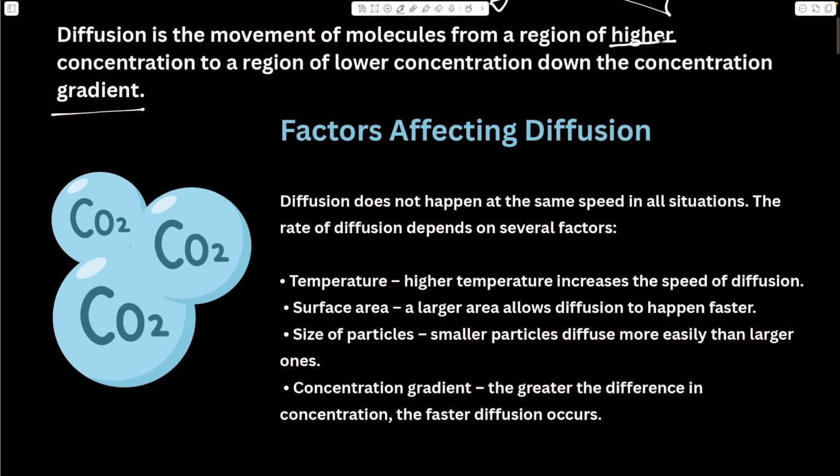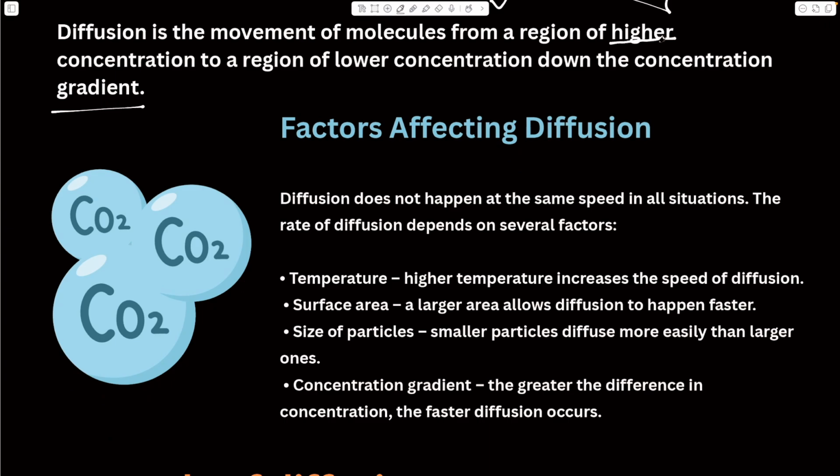What are the factors that affect diffusion? First is temperature, okay. Higher temperature increases the speed of diffusion. That simply means for a molecule, for example, carbon dioxide, when this molecule gets heated, it absorbs the heat energy, and the heat energy is converted into kinetic energy, so they move at a faster speed. I hope you guys did get it.